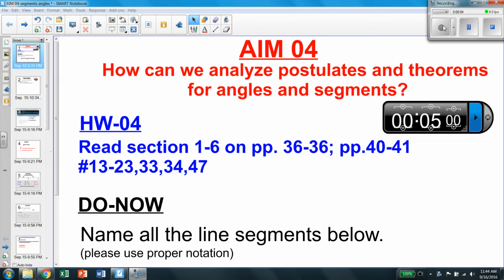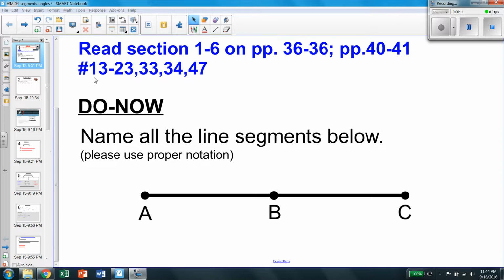Today we're going to be looking at some postulates for angles and segments and seeing how those apply. Scrolling down, let's look at the do now. We have a segment here and we're asked to name all the line segments below.